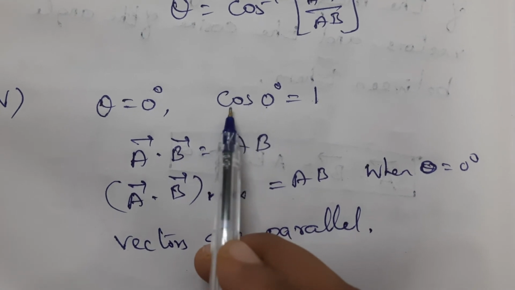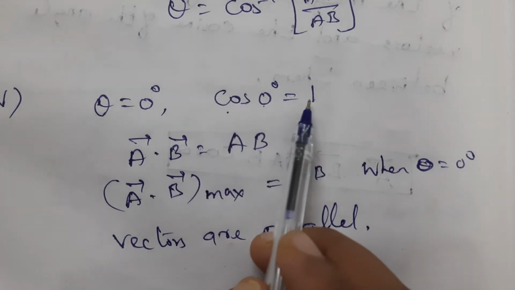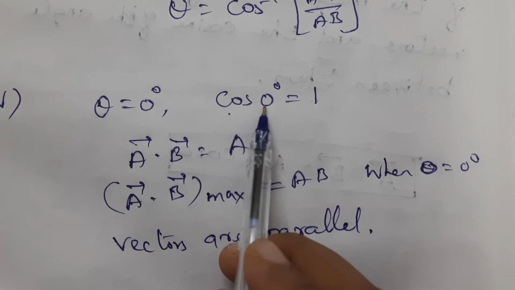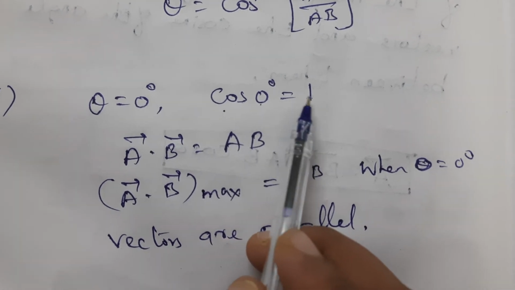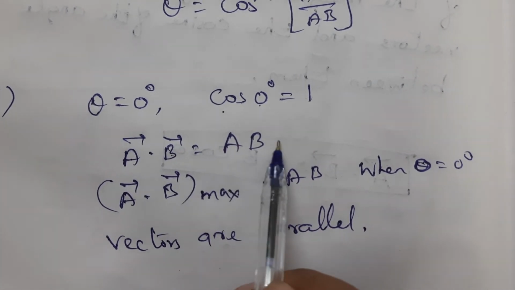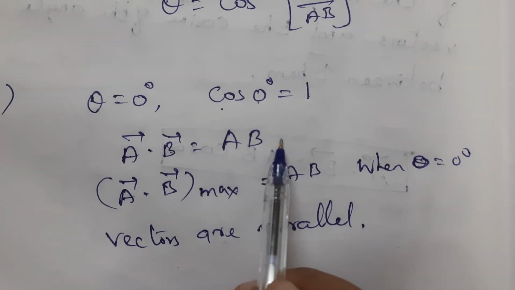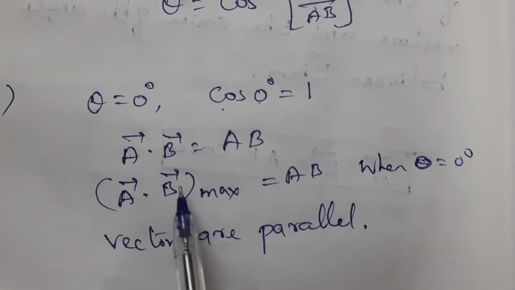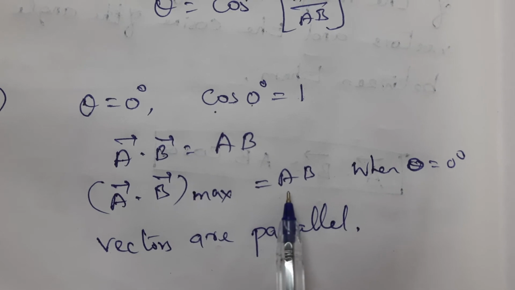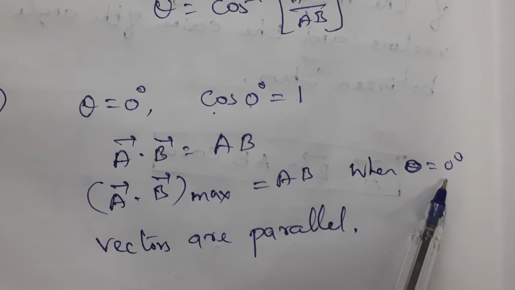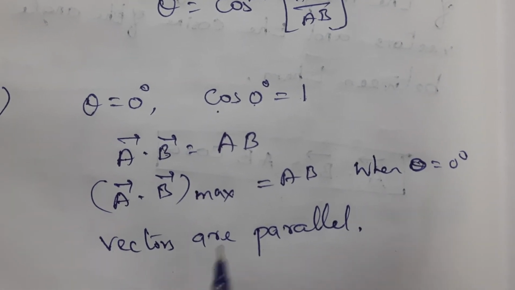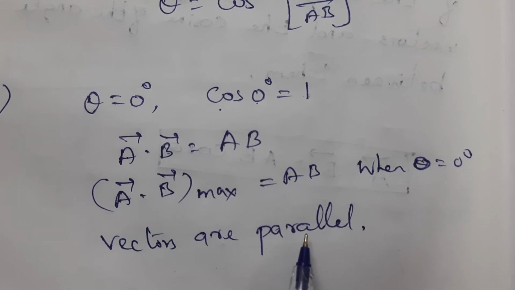The maximum value of cos is 1, for 0 degrees. So A dot B is equal to AB cos 0, so AB into 1. So A dot B has the maximum value, equal to AB, when theta equals 0 degrees. Theta is 0 means the two vectors are said to be parallel.